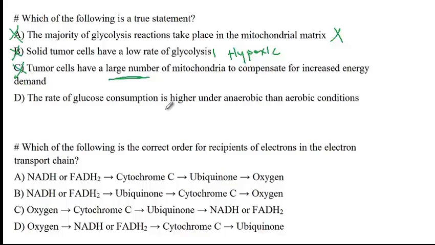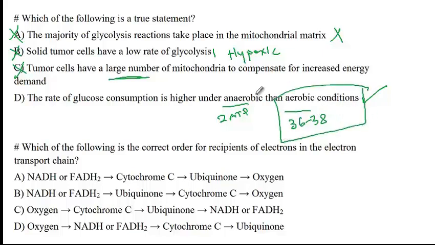The rate of glucose consumption is higher under anaerobic than aerobic conditions. And this is correct because how much ATP is produced from anaerobic respiration? 2 ATP. And how many from aerobic respiration? 36 to 38, assuming 3 ATP per NADH, 2 ATP per FADH2. So therefore, one glucose molecule will yield many more ATPs under aerobic conditions. But under anaerobic conditions, there's so little ATP production that the glucose consumption has to keep increasing to compensate for that.